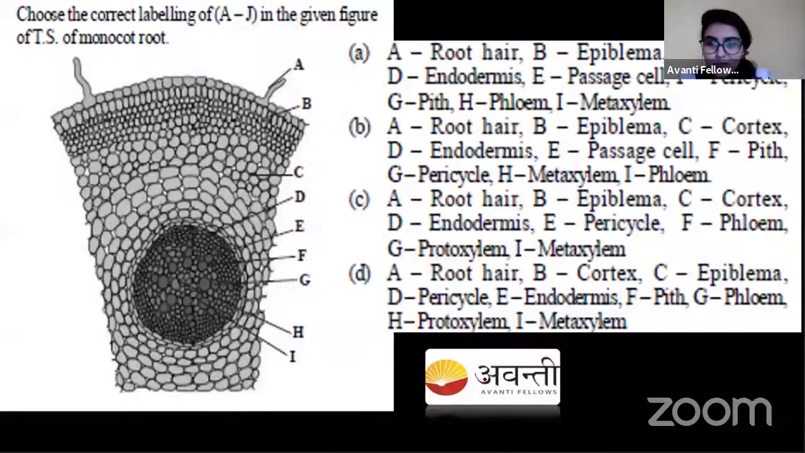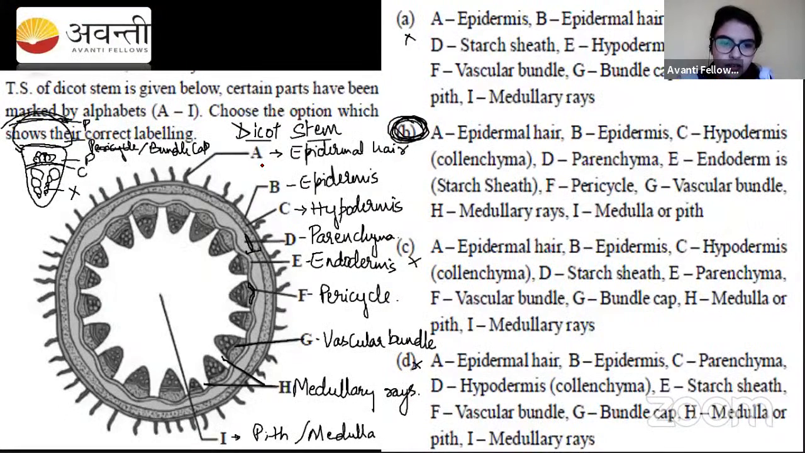So this is the last question from the pre-reading question. So this is the TS of monocot root. ये है monocot का root. Okay, I didn't write cuticle here. So here also there will be a small patch of cuticle.